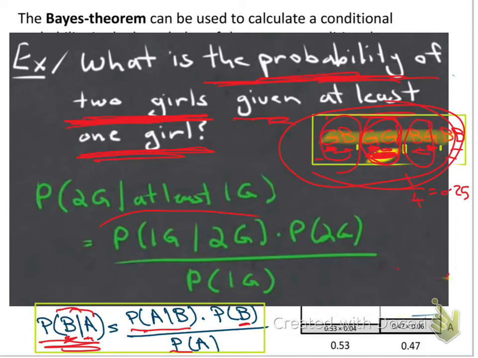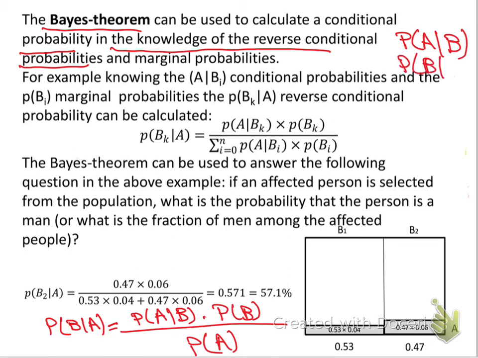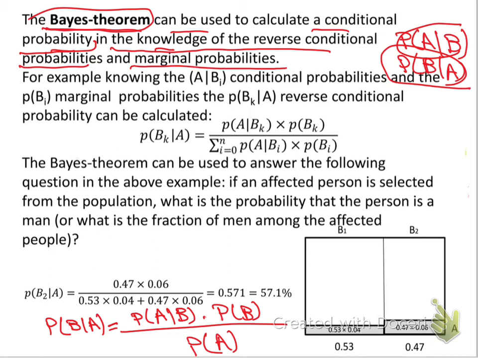Now we'll see what has been written in the slides of Debrecen University. In this slide, Bayes' theorem can be used to calculate a conditional probability in the knowledge of the reverse conditional probability. So if I know the probability of A given B, I can use it to calculate the probability of B given A. This is the purpose of Bayes' theorem, and it is very helpful. It can be used to calculate the conditional probability of A given B if I know the reverse, which is B given A, or the other way around. And the marginal probability as well.